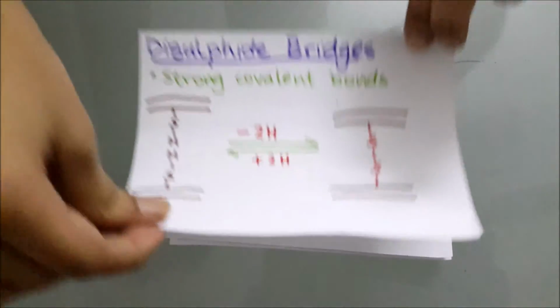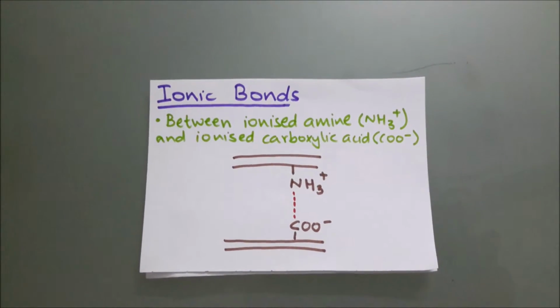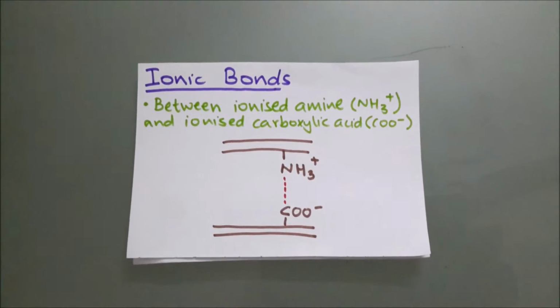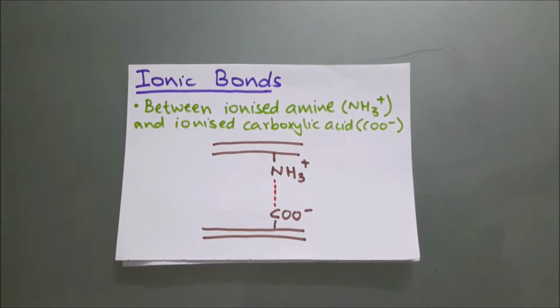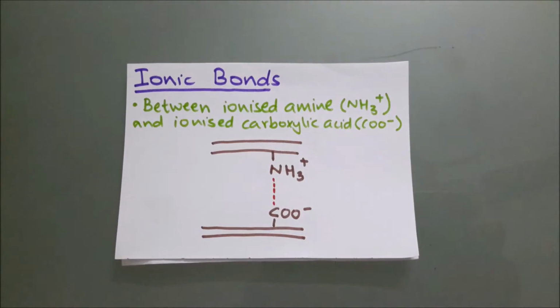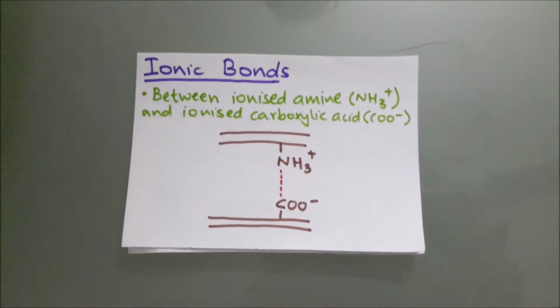The next sort of bonding is ionic bonding. These occur between ionized amine groups and ionized carboxylic groups, as shown in the diagram.